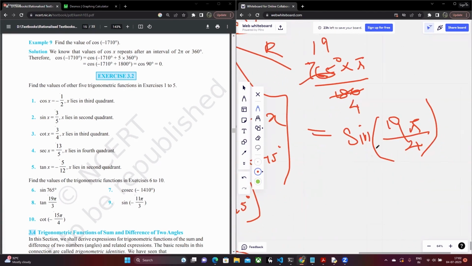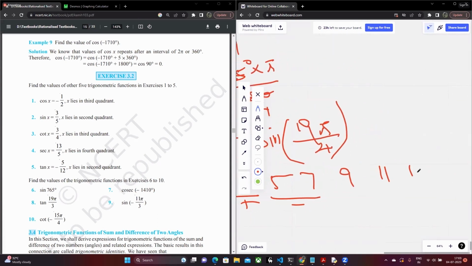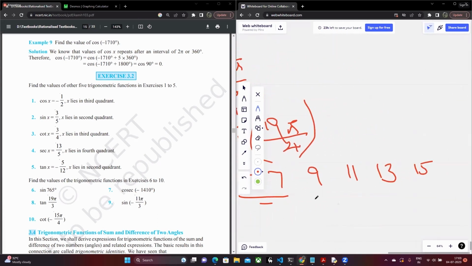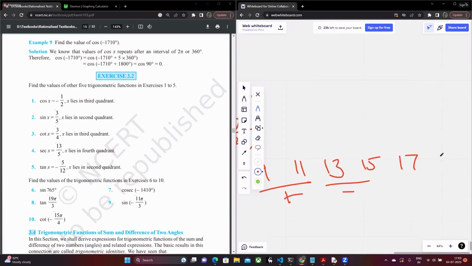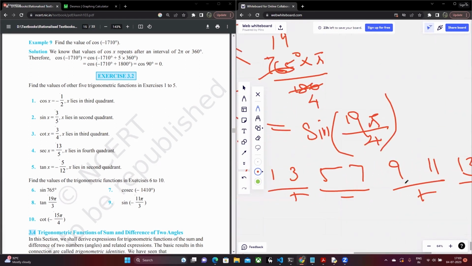You should know that sine pi by 4 is 1 by root 2, right? Sine 3 pi by 4 is 1 by root 2. Sine of 5 pi by 4 and 7 pi by 4 are going to be minus 1 by root 2, right? So out of 1, 3, 5, 7, these are plus, these are minus. And then going ahead, 9, 11, 13, 15, these two are plus, these two are minus, right? So 17 and 19, for 19, you get a plus over here, right?